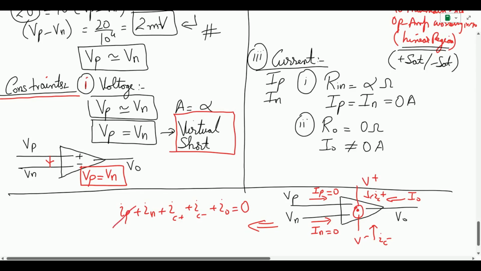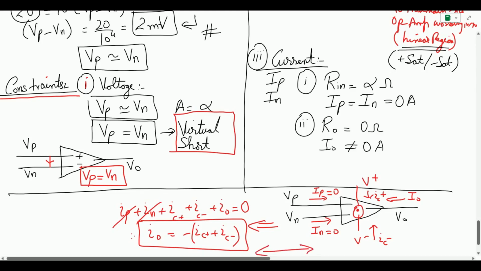Since Ip and In are equal to 0, I get I0 is equal to minus Ic positive minus Ic negative. So it still makes logical sense that although the input currents are 0, according to the KCL rule we are going to get a current at the output. This is how the logic makes sense to us.